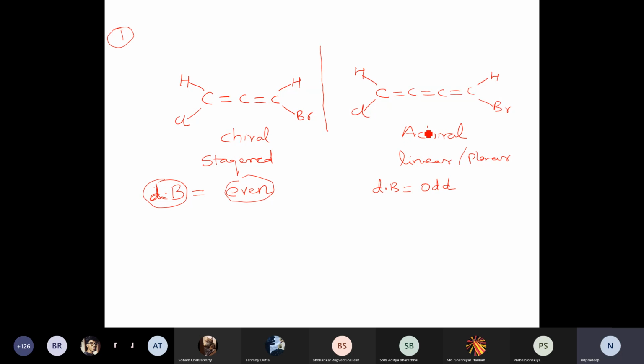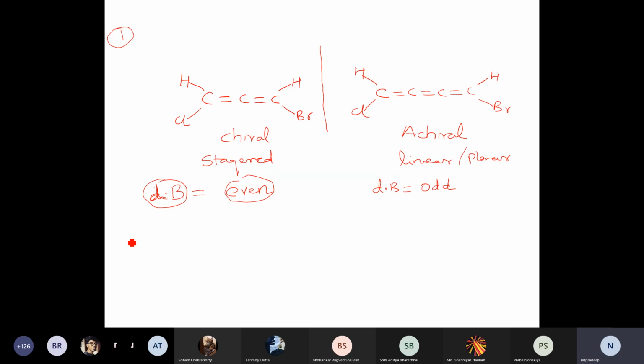Most of the time we call them cumulenes, cumulene type of compounds. If it is odd, then it becomes achiral. The reason is that in one case, as you say, the atoms are not in the same plane; I can call them staggered to be easily understood. In another case, you can make it planar or linear, whatever it is. So this is the first condition. Now come to the second. This is the first rule: whenever you see an allene molecule, your mind should ask whether it has an even or odd number of double bonds.